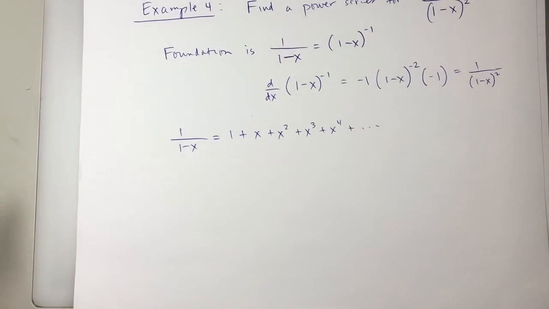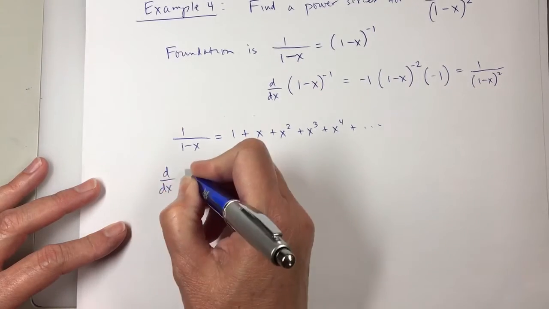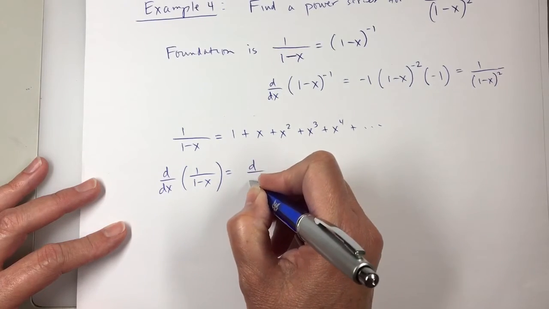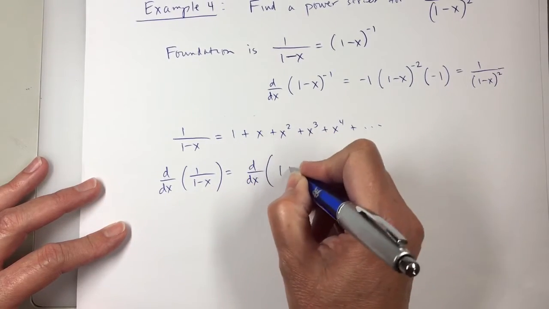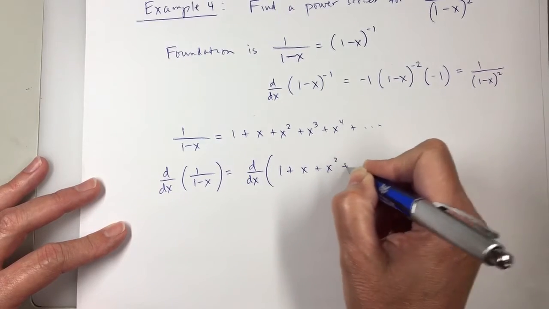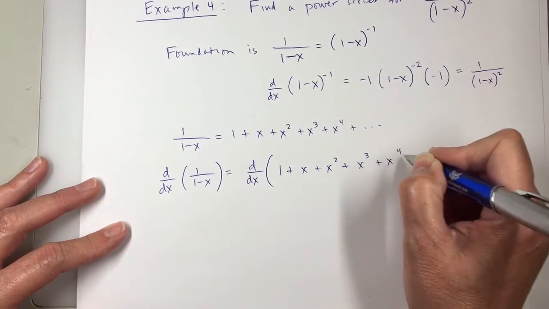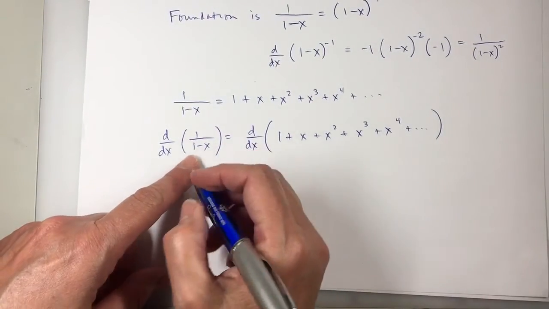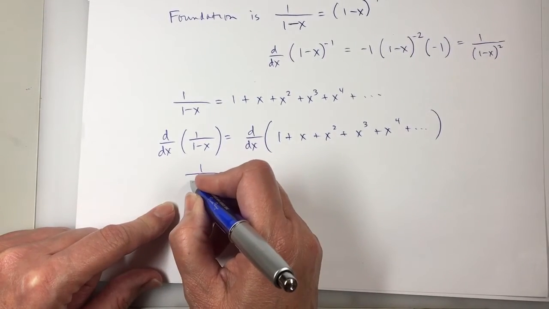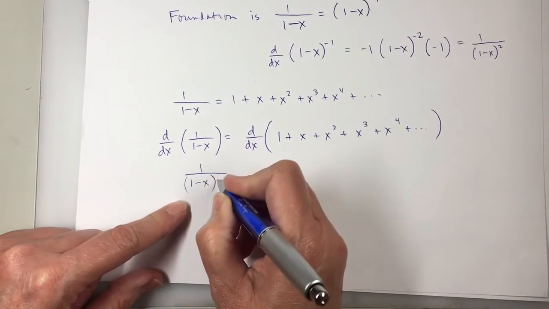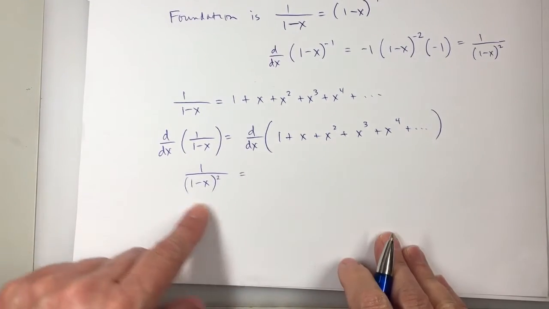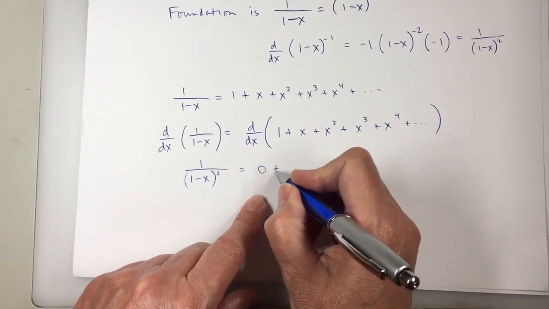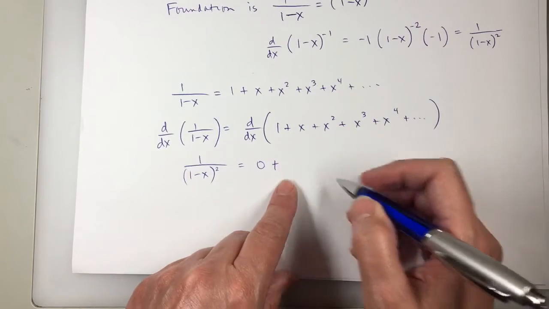And so the derivative of 1 over 1 minus x is the derivative with respect to x of the power series, and I know this derivative is actually what we're trying to get. So 1 over 1 minus x squared equals, well, derivative of 1 is 0. The derivative of x is 1.